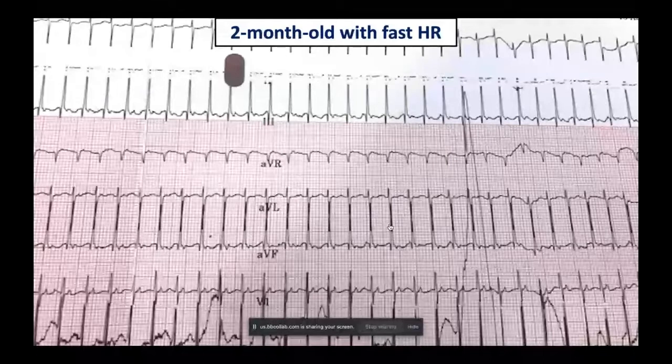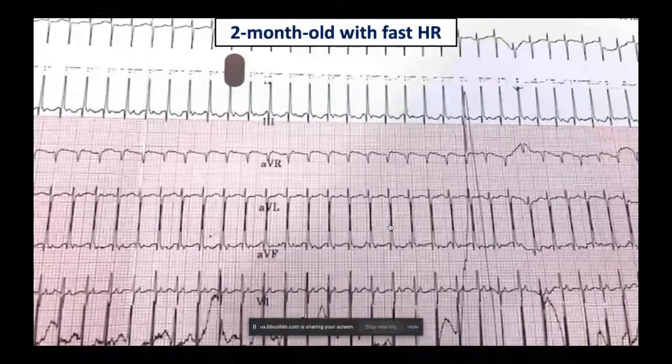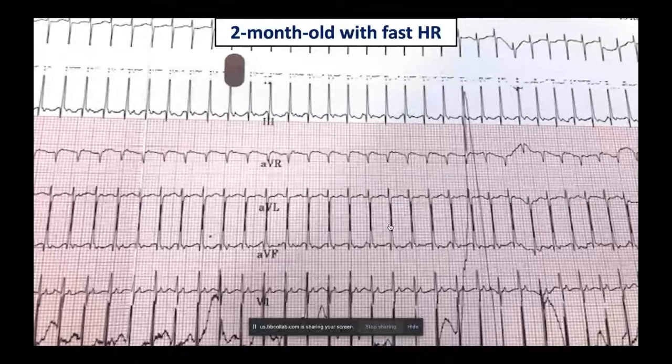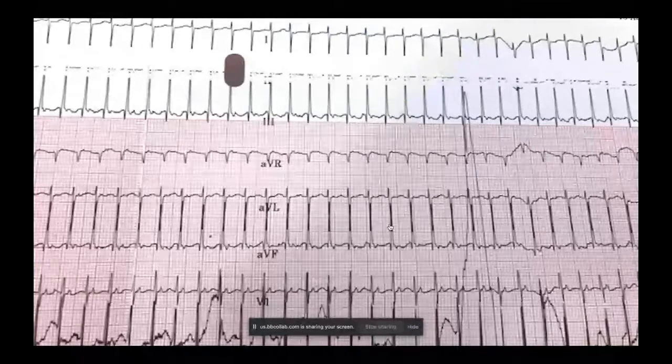Okay, so we'll do this. I'll show you cases, and then there is the little poll link that is posted in the chat. So if everyone could log in through the link, and we'll try to see what we get. Okay, so this is a 2-month-old that presented to the emergency room with a fast heart rate. This is the EKG, or this is the strip that we had, and I can tell you this is pretty fast for the baby. So what do you guys think?